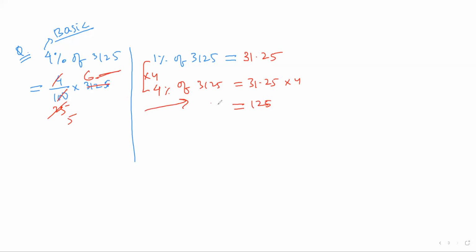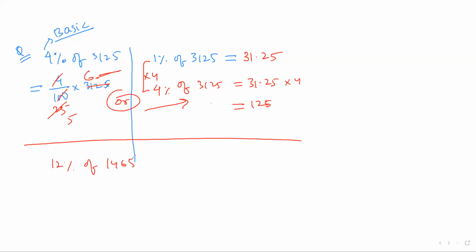Or you apply this method. That is up to you. Choose whichever is more suitable to you. Okay. Let's say if I ask 12% of 1468, then how are you going to calculate? The normal way is 12 by 100 into 1468, and then you cancel and all that. This is the basic.